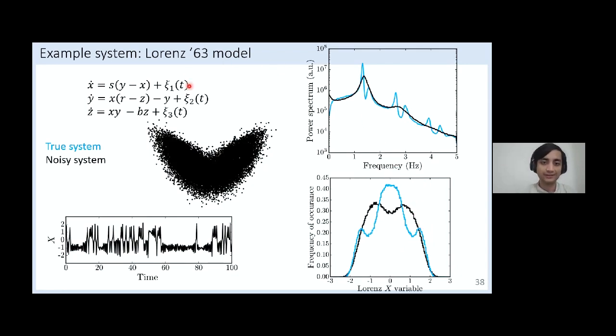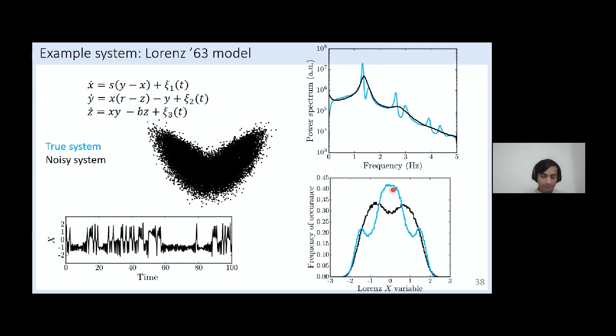If I now inject noise into the system, it completely qualitatively changes the system. The attractor looks all messed up. My trajectories are quite noisy. And all of this fine structure of peaks in the power spectra has gotten washed out. And my distribution has become bimodal instead of trimodal, which is really a qualitative change in my system.